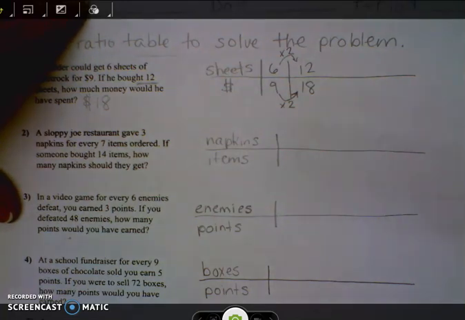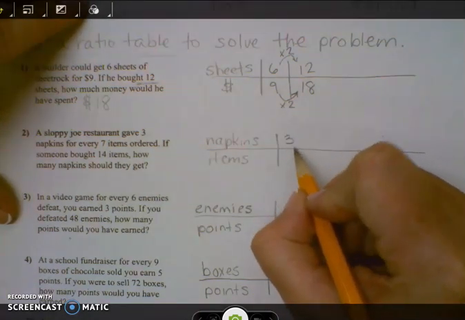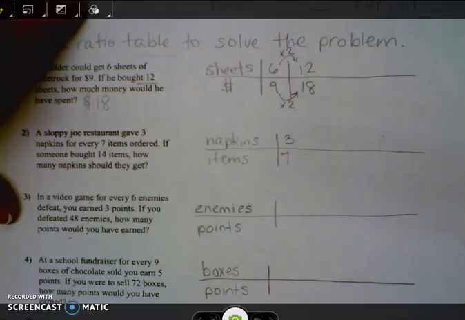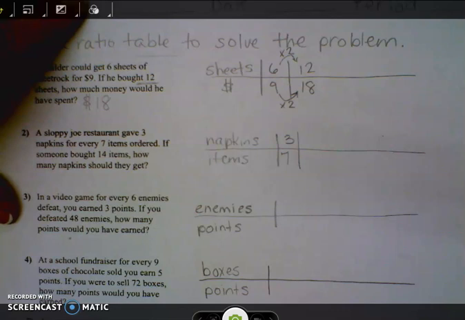If a Sloppy Joe restaurant gave 3 napkins for every 7 items ordered. So that's my starting ratio. 3 napkins for every 7 items. I'm going to make sure I add that to my ratio table. If someone bought 14 items, how many napkins would they get?